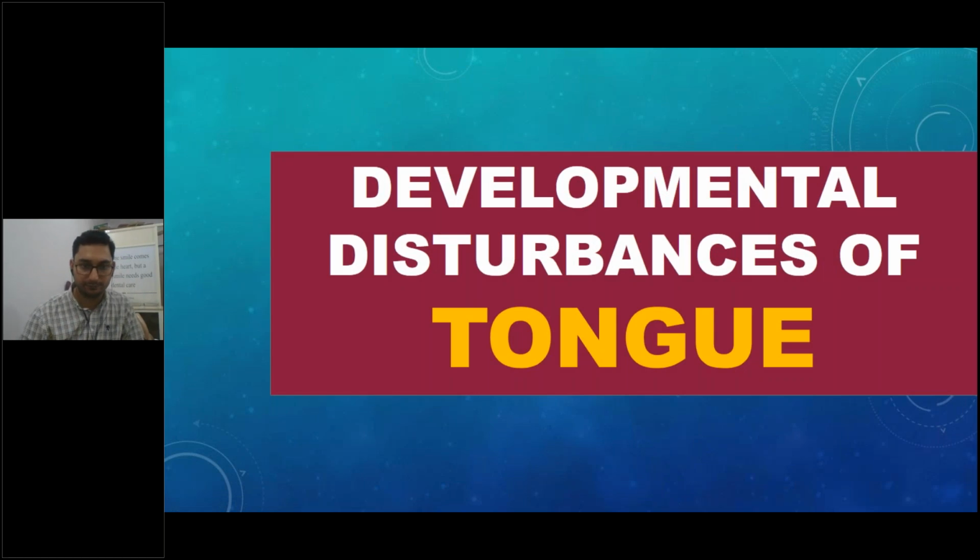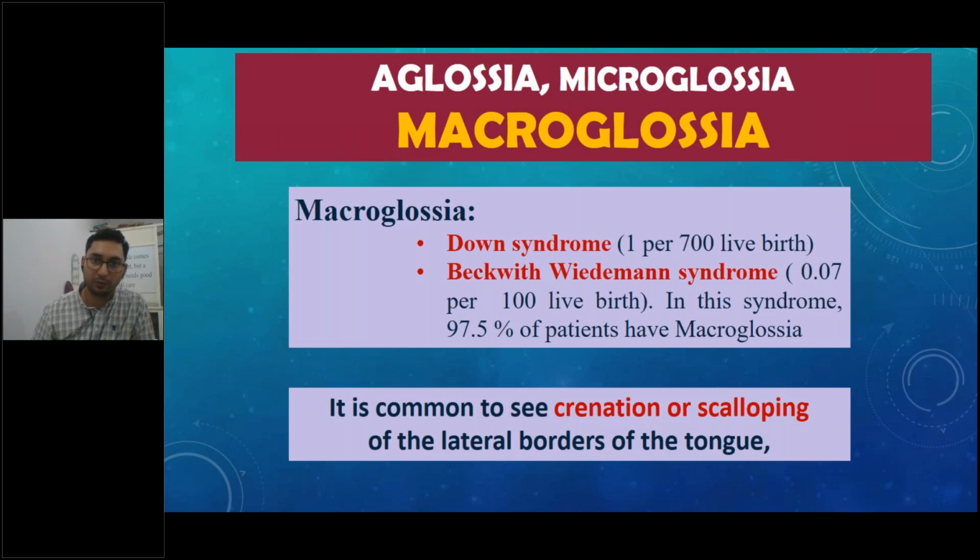Very, very important. Okay, so first is aglossia, microglossia, and macroglossia. Out of this, macroglossia is something which has been asked many times before. And what syndromes are associated? Basically, Down syndrome is associated with macroglossia, and it is also associated with scrotal tongue, Fisher tongue. We'll see it when we read Fisher tongue. We'll see Down syndrome again, right? So next, this is the most commonly asked syndrome with macroglossia, Beckwith-Wiedemann syndrome.